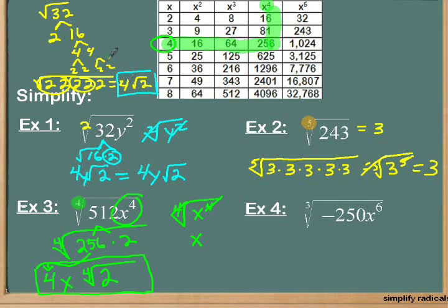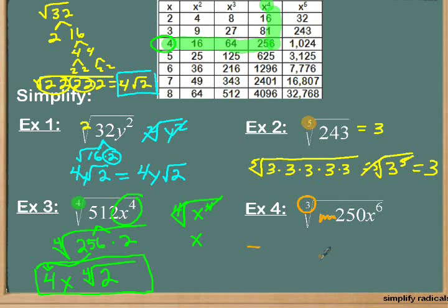Finally, let's go over to example 4, and we have negative 250x to the 6th. And I'm wondering if that negative is something we can deal with, and the answer is, oh yes, we can, because it's an odd index, so the negative can come out. So I'm going to take it out right away, and now I don't have to deal with it anymore. So the negative came out because remember, a negative times a negative times a negative is what? Negative. So that's how it can come out.